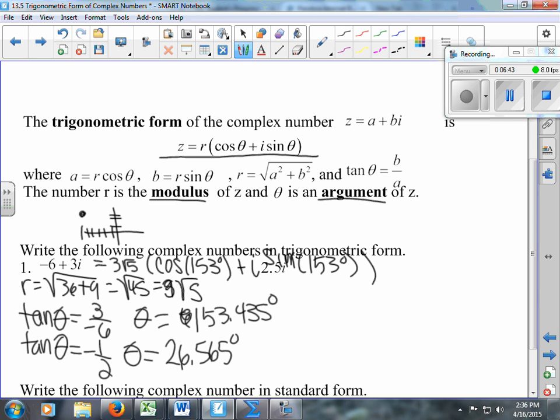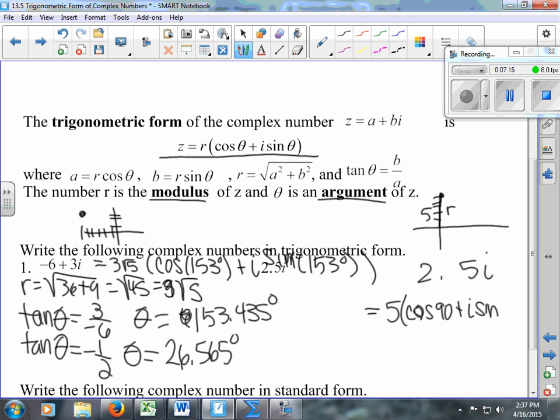Okay, and then my second example here is the complex number 5i. Remember 5i, we just did that one, that was up here. The way this is going to be in trig form, well, the absolute value of the complex number, which is also called the modulus, which is that letter r, is going to be 5. And then what would theta be? That's 90 degrees. So 5 cosine 90 plus i sine 90.